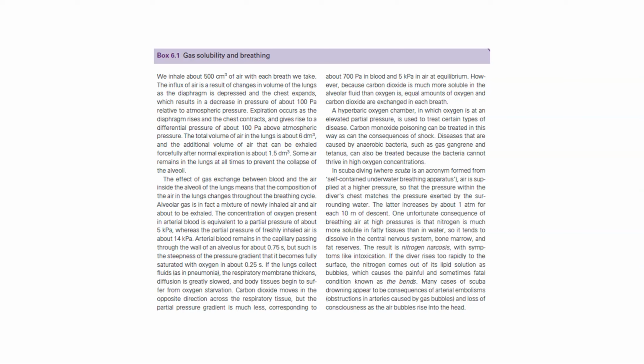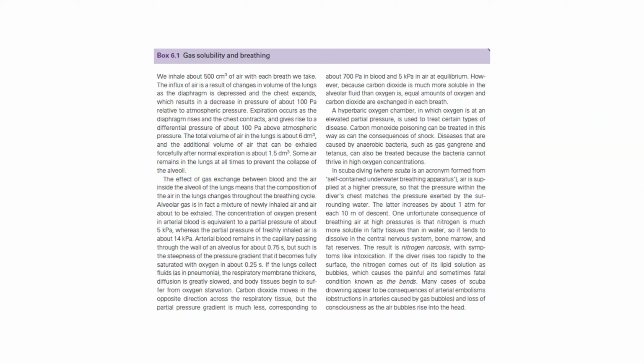Carbon dioxide moves in from the opposite direction across the respiratory tissue, but the partial pressure gradient is much less, corresponding to about 700 pascals in blood and 5 kilopascals in air at equilibrium. However, because carbon dioxide is much more soluble in alveolar fluid than oxygen is, equal amounts of oxygen and carbon dioxide are exchanged in each breath.